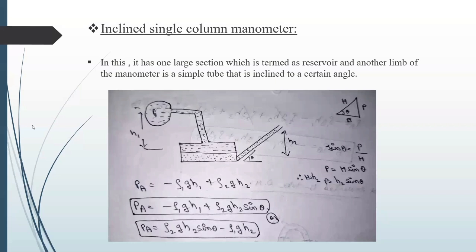Its construction is the same: one end is connected to the reservoir and the other end is open to the atmospheric pressure. This is the compartment in which the liquid will be there. So after opening the compartment, what will happen?